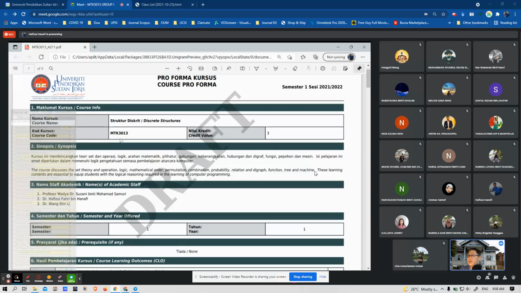The coordinator is Dr. Wang Shirley, and another lecturer is Associate Professor Dr. Suzani. Some of you take this subject as a minor, and some as a major. I think 8046 took this subject as a major.